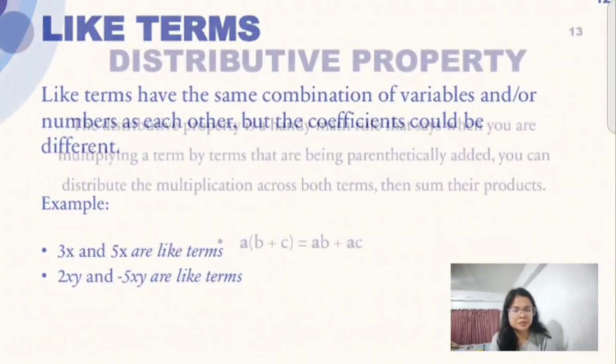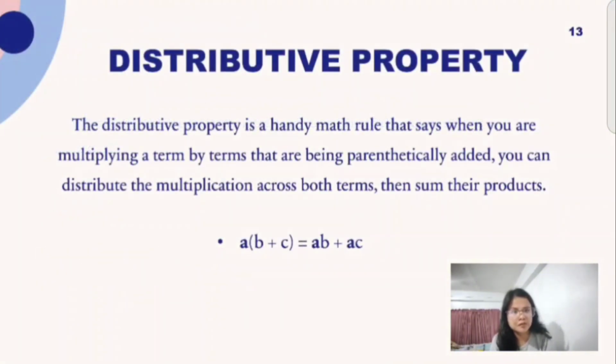Next is the distributive property. The distributive property is a handy math rule that says when you are multiplying a term by terms that are parenthetically added, you can distribute the multiplication across both terms, then sum their products. I know that this is confusing and hard to understand, right? But it is actually simple. Just think about it this way.